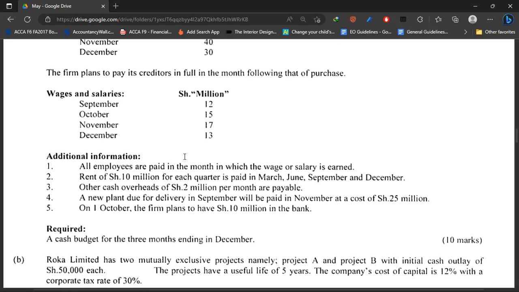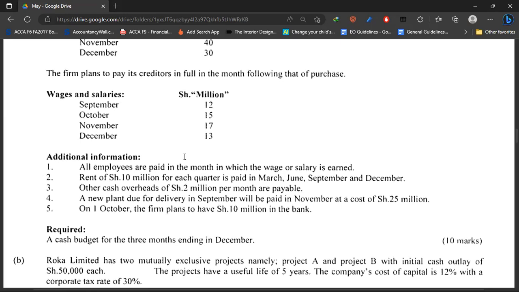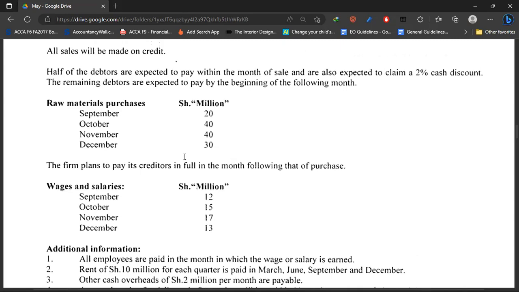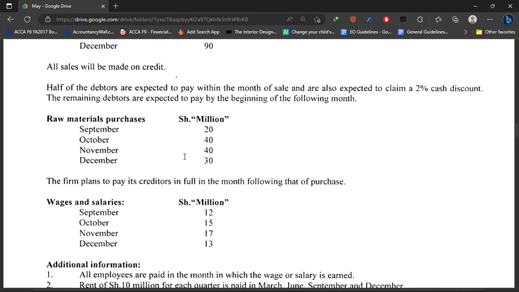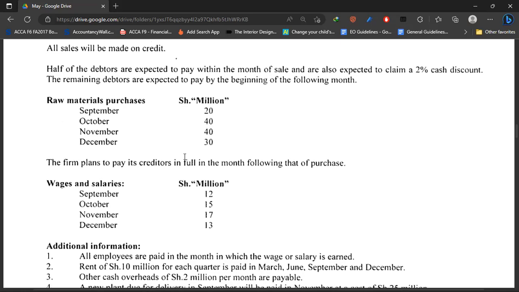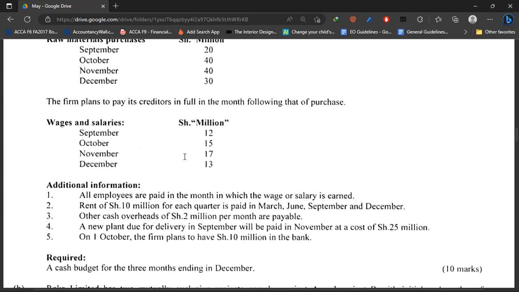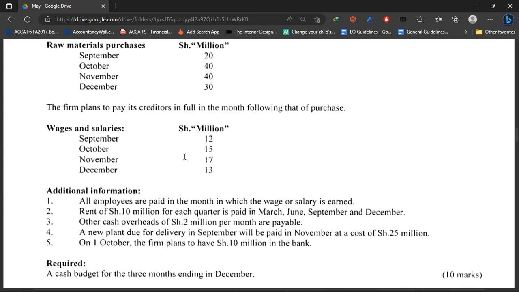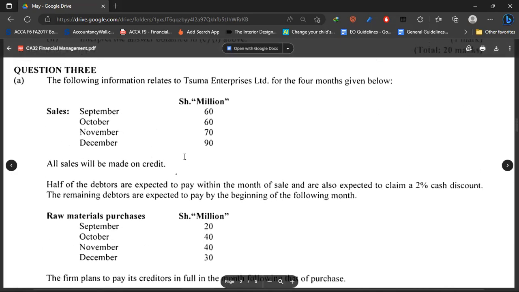And the first thing which normally gives a leeway for the analysis will be the information which you have been provided, where you're being told by the examiner that half of the debtors are expected to pay within the month of sale and are also expected to claim a 2% cash discount. We are also being told the remaining debtors are expected to pay by the beginning of the following month. In this case, the examiner is telling you to do the cash budget for the quarter ending December. So I have to be looking at my sales.